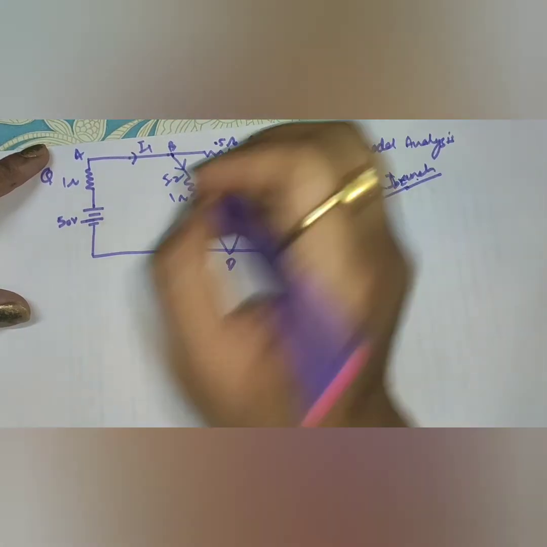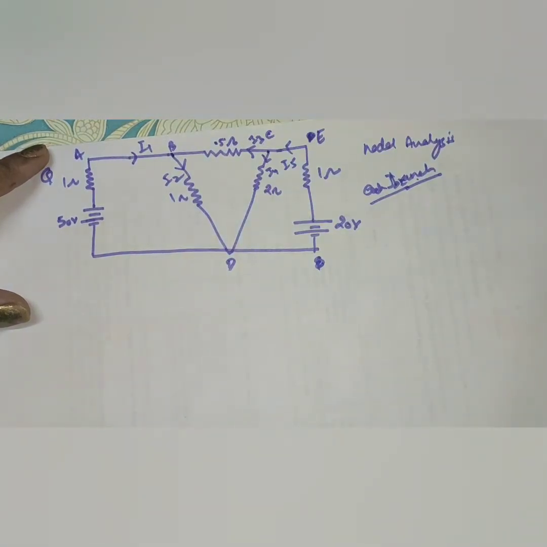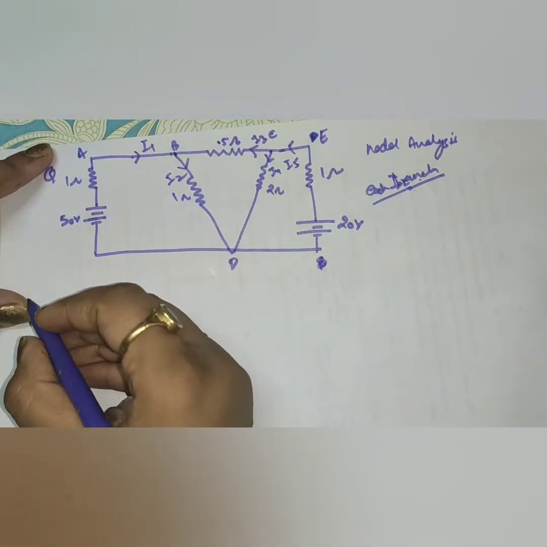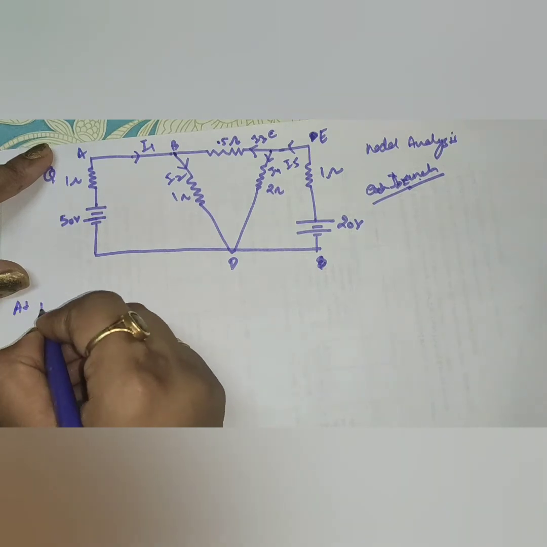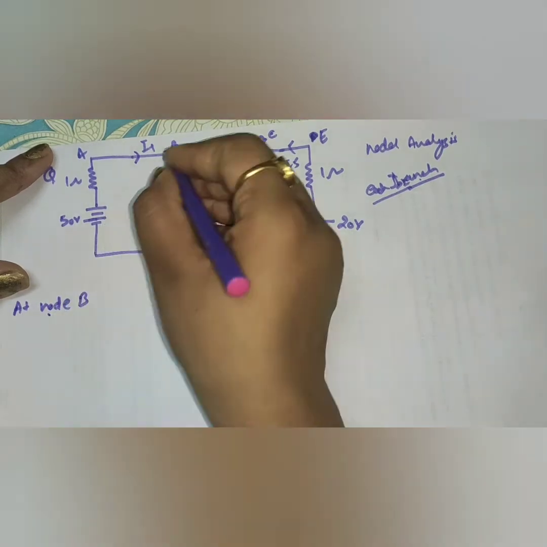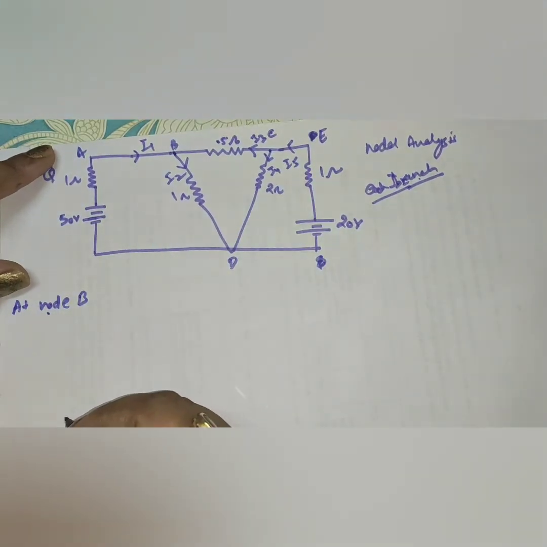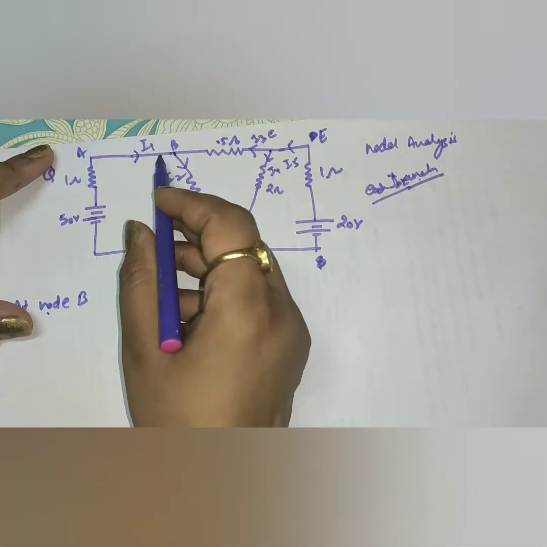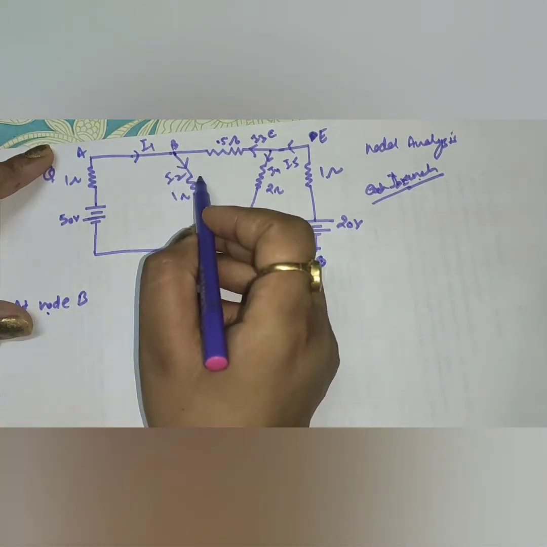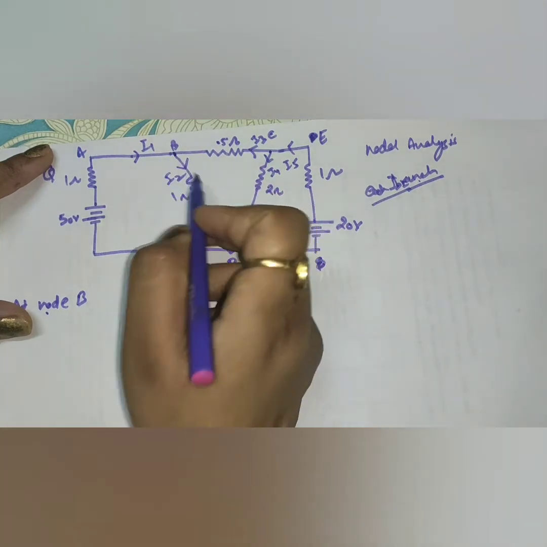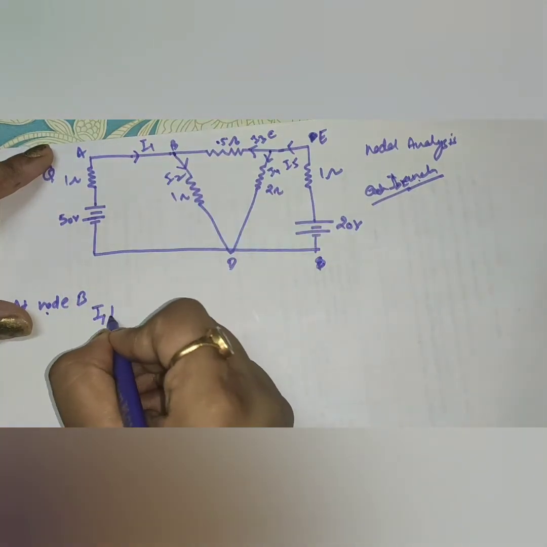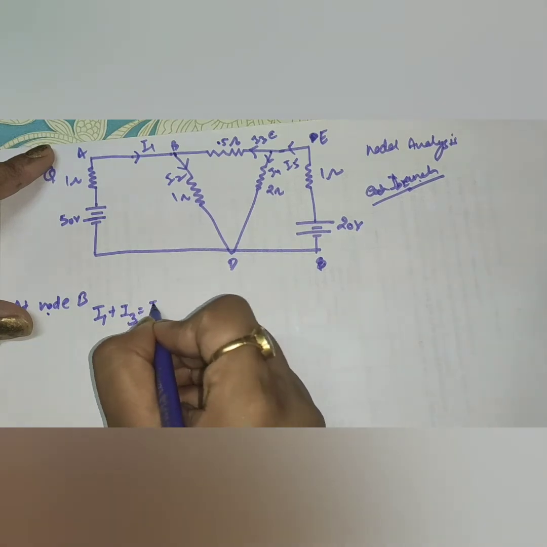Now at node B, because we have to find the nodes, node 1 and node 2. A node is where more than 2 branches are connected. Okay, so at node B, you can check I1, I2. I1 is incoming, I3 is incoming, I2 is outgoing. So I1 plus I3 equals I2.